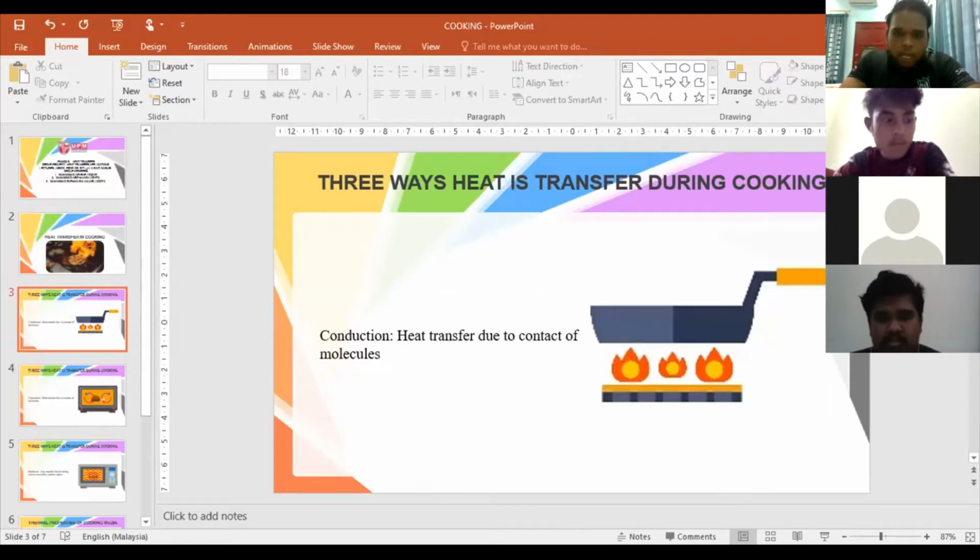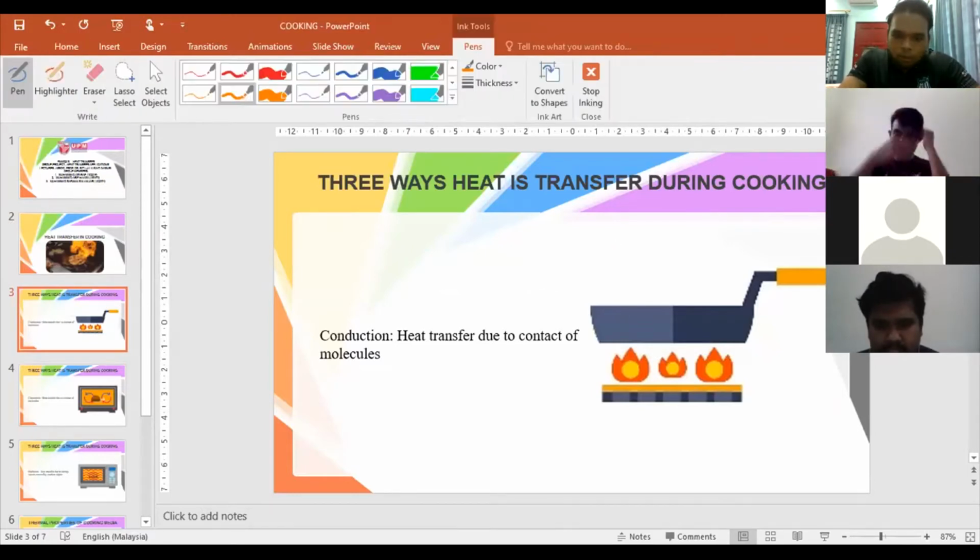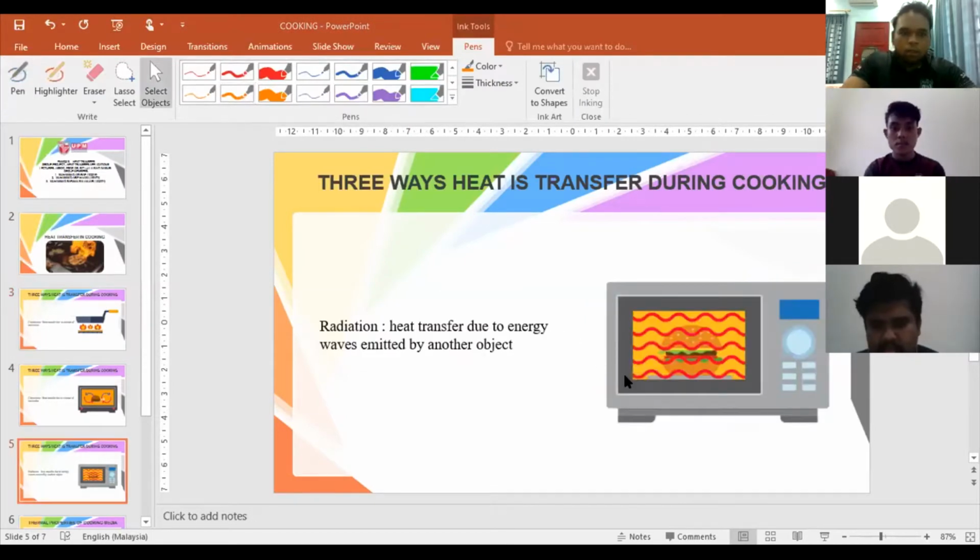For conduction, as we know, heat transfer is due to contact of molecules. Conduction is the process of heat being transferred between objects.